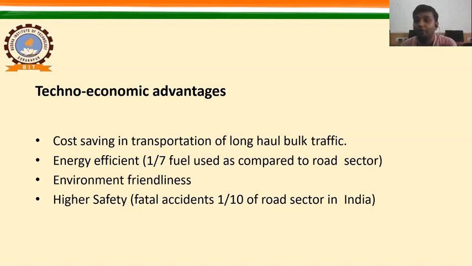So what railways has done, it is categorized under the energy efficient category. The third one is environment friendly, and the fourth one is higher safety. Fatal accident, 1 out of 10 of the road sector in India. We know that many road accidents take place in our country, and many lives are lost in those fatal accidents. But when we come to railway accidents, it is just minimal. You can say 1 out of 10.